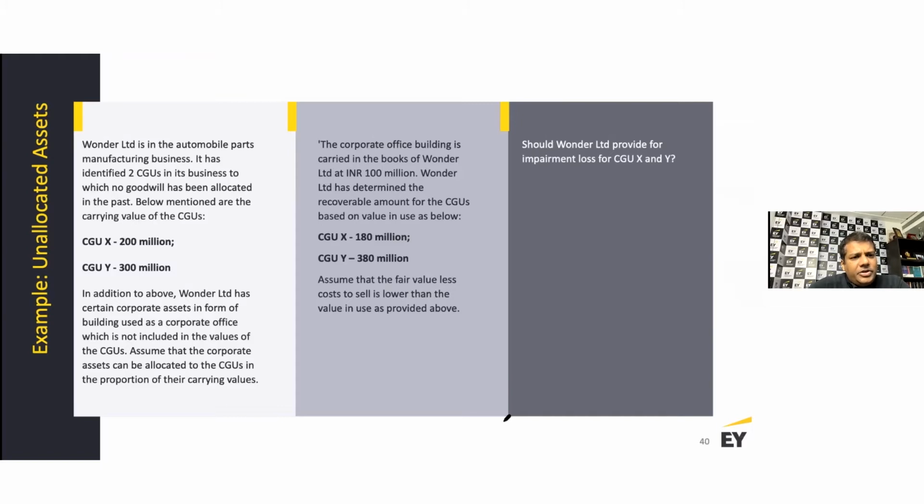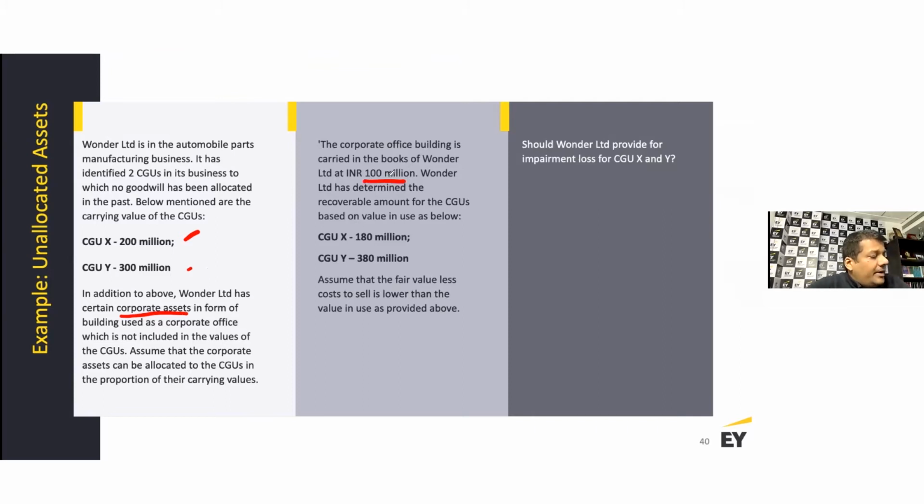In addition to the above, Wonder Limited has certain corporate assets, in the form of a building used as a corporate office, which is not included in the value of the CGU. So the carrying value of the CGUs is 200 million and 300 million, and I have another corporate building which is not included in this carrying value. Assume that the corporate asset can be allocated to the CGUs in proportion to their carrying value, which is 2:3. The corporate office building is carried in the books of Wonder Limited at INR 100 million. Oh, it's a big building.